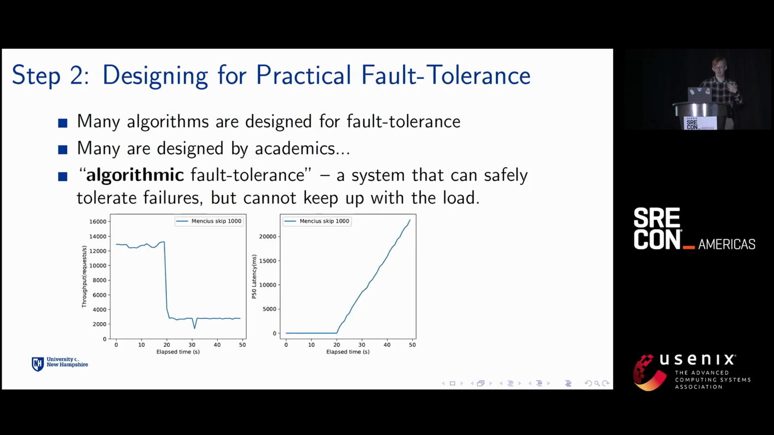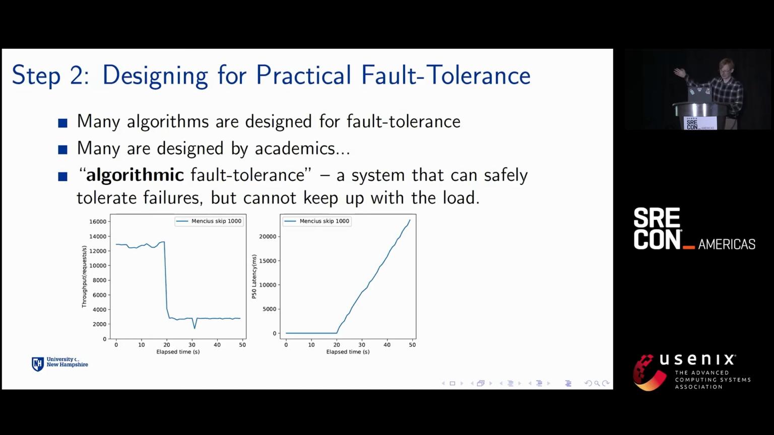And we may end up in a situation where the algorithm is fault tolerant on paper, right? I call this algorithmic fault tolerance. An algorithm that may underpin your system can safely tolerate the failures, right? So, hey, there is not going to be data loss. That's great. The consistency is going to be maintained. That's great. But by the way, I cannot do it under load, right? So if that failure happened, I'm going to slow to a crawl.